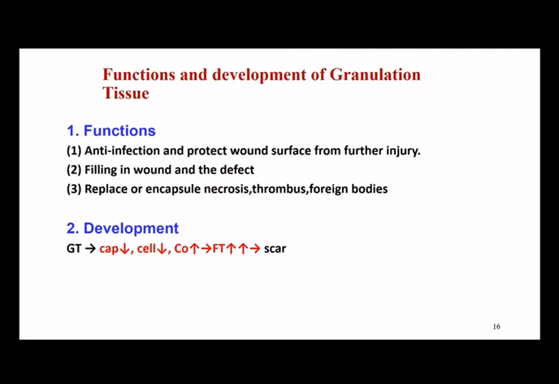Functions and development of granulation tissue. The granulation tissue can anti-infection and protect wound surface from further injury. It also fills in wound and the defect area. It can replace or encapsule the foci of necrosis, thrombus, and foreign bodies. The granulation will gradually develop to scar tissue in 1 month.